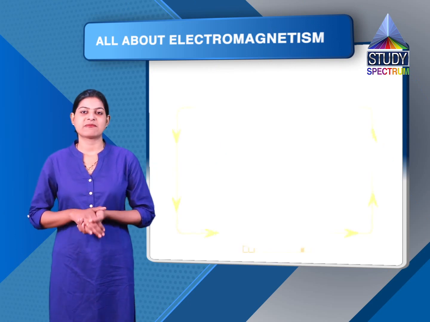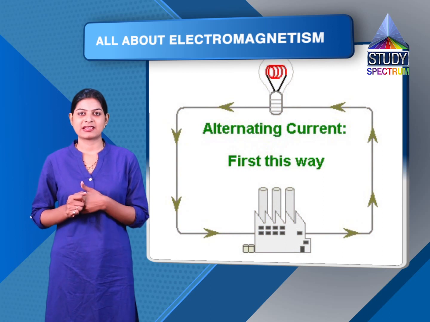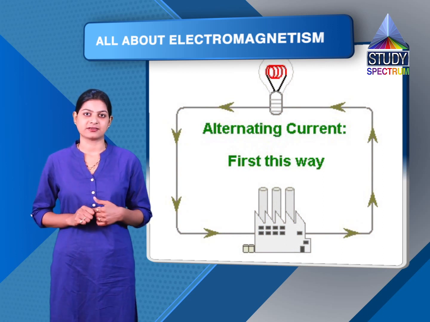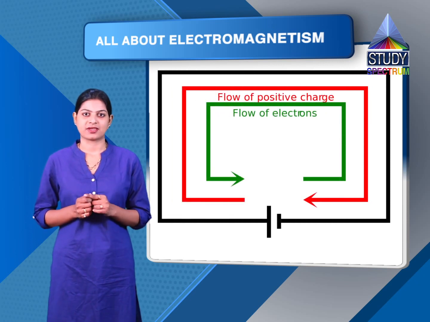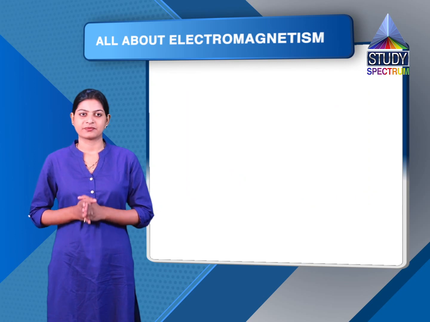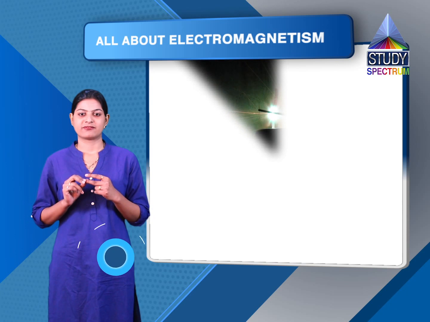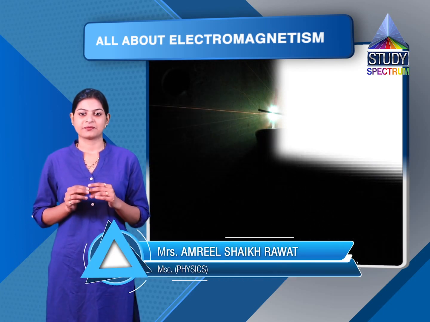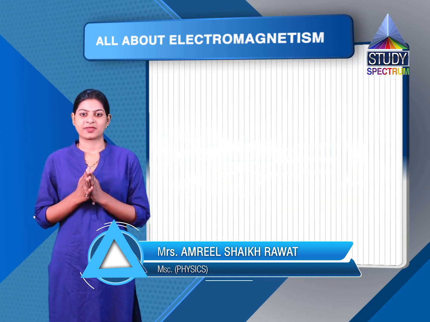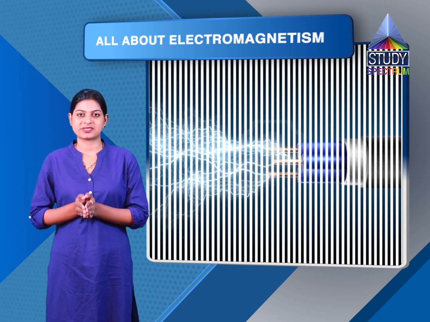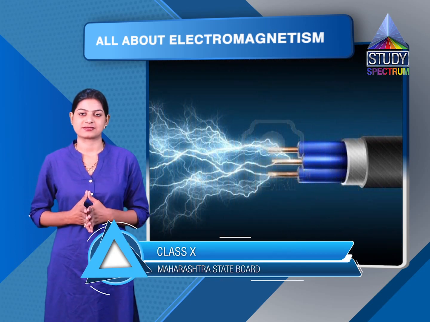Now let's solve some of the exercise part. The very first question of the exercise is fill in the blanks with the correct alternative. The first question is: the device used in producing electric current is called a generator. The second fill in the blank is: at the time of short circuit in a circuit, the amount of electricity present in the circuit becomes more, or it increases.